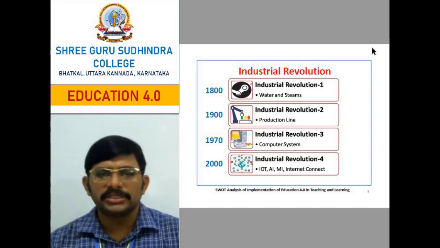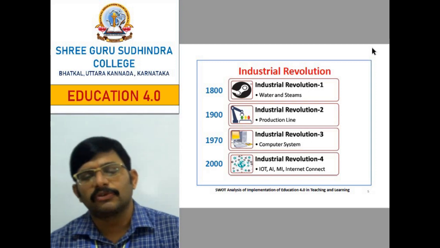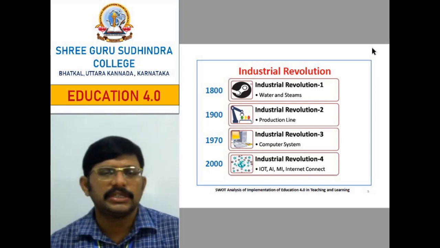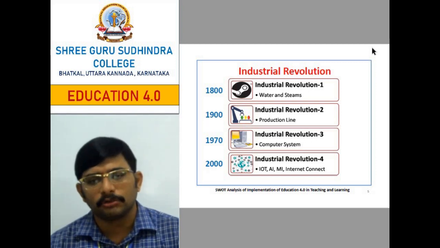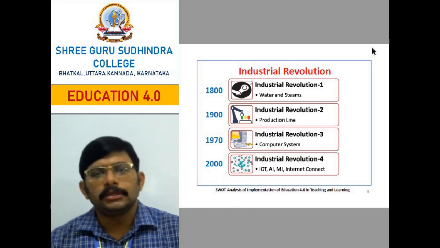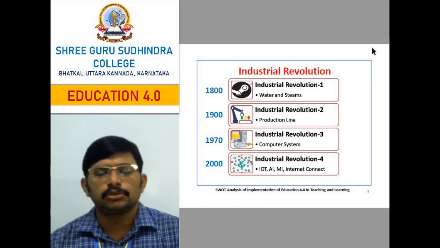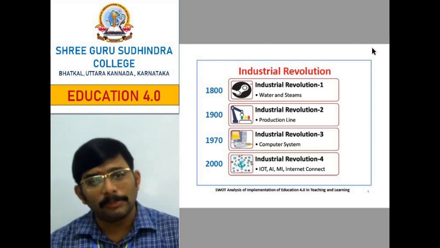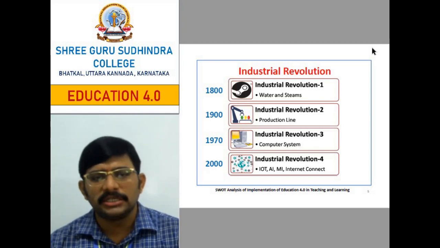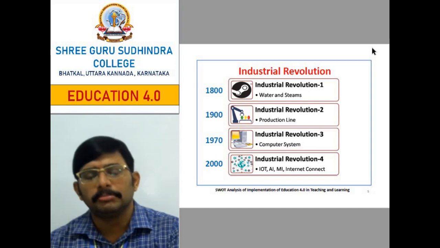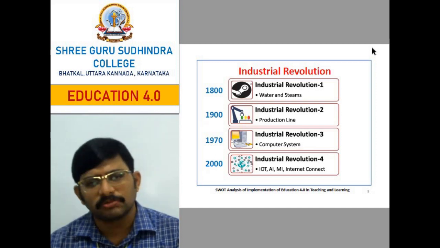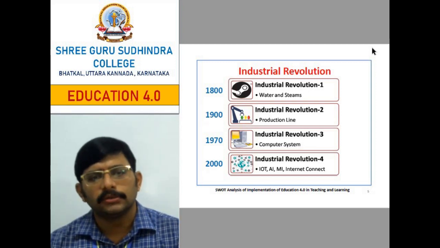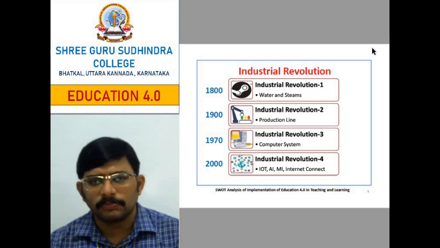When you talk about industrial developments, there are four phases we talk about. The first one is Industrial Revolution 1.0, where people used to do things through manual approaches, and because of the development of machineries, mechanical equipments were coined and development has begun. So that is Industrial Revolution 1.0.